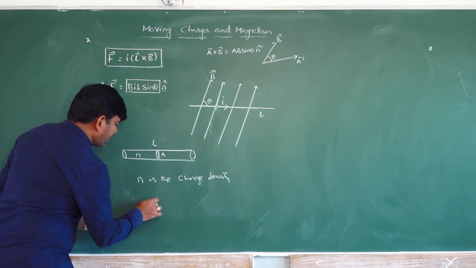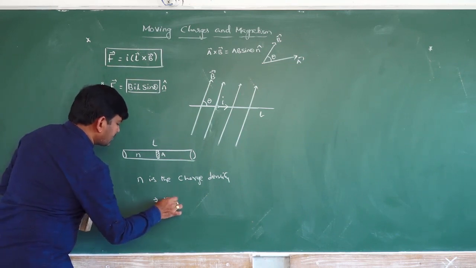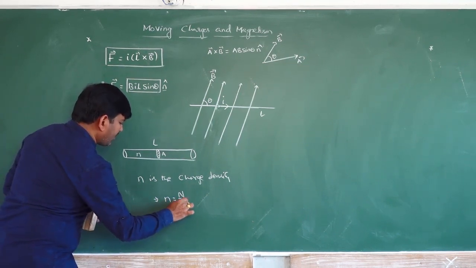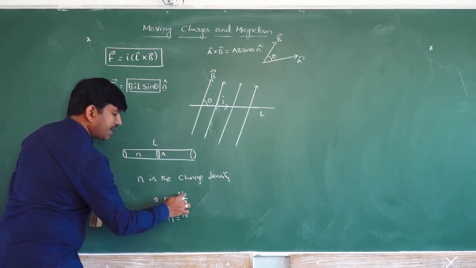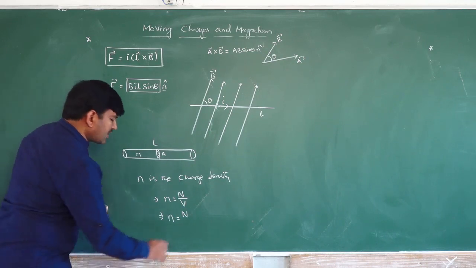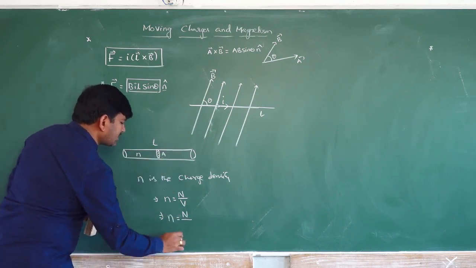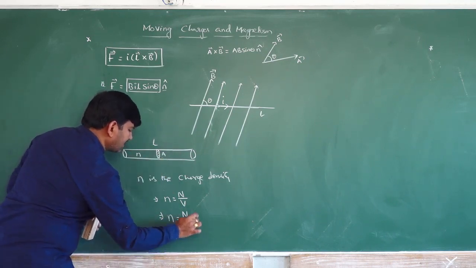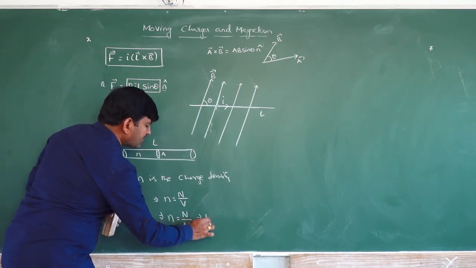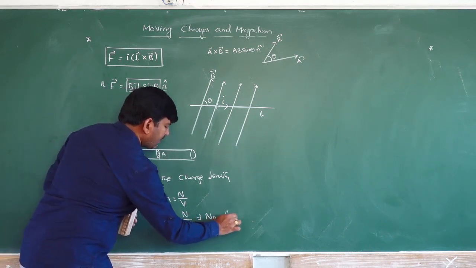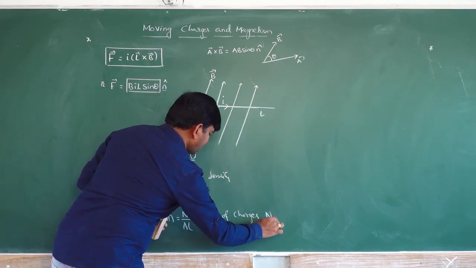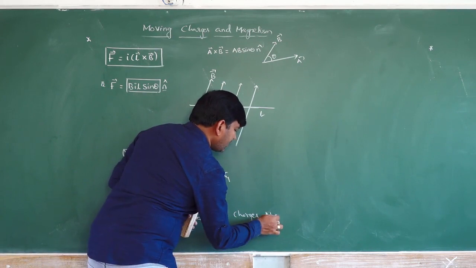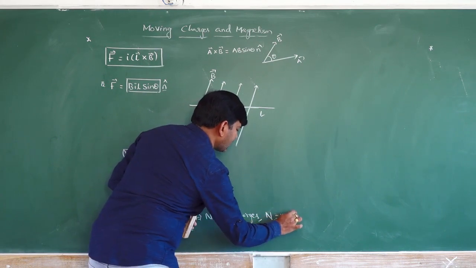I can also write it as n is equal to number of charges divided by volume, which can be written as n is equal to capital N divided by volume, where capital N stands for the number of charges. Volume of the conductor is nothing but area of cross section into length. This implies the number of charges, capital N, is equal to small n into A into L.